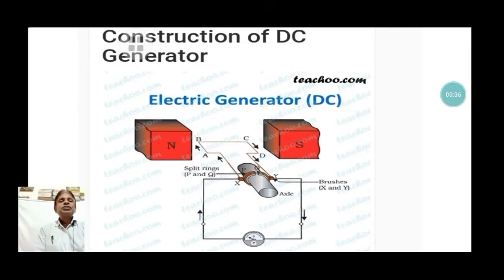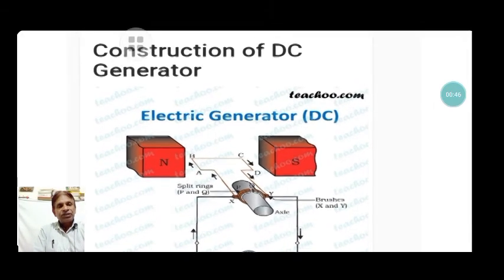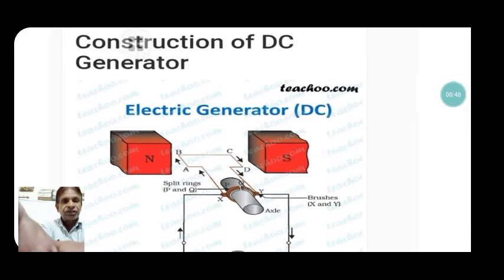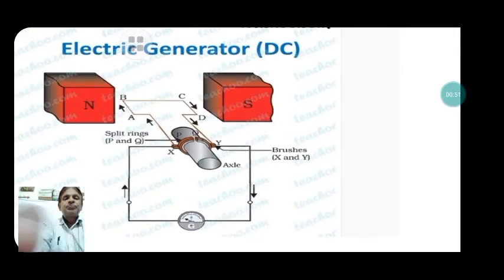Here is the illustrated diagram of the construction of a DC generator, an electric DC generator. The construction is the same as before, but something is changed. In an AC generator, we use the slip ring, which changes the polarity of the current when it is rotated. Instead of a slip ring, for the DC generator we use the split ring.